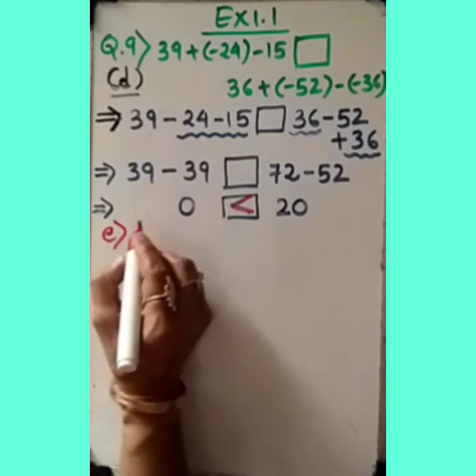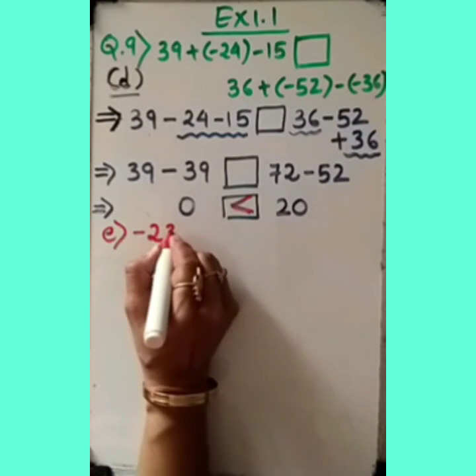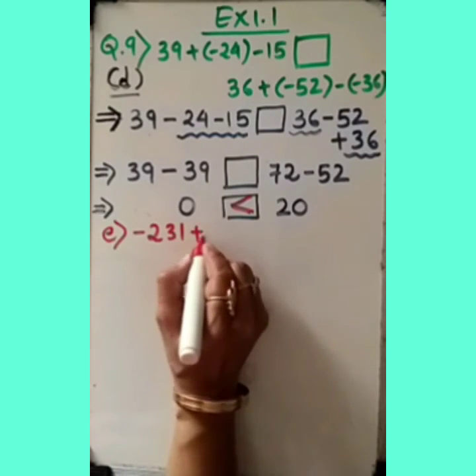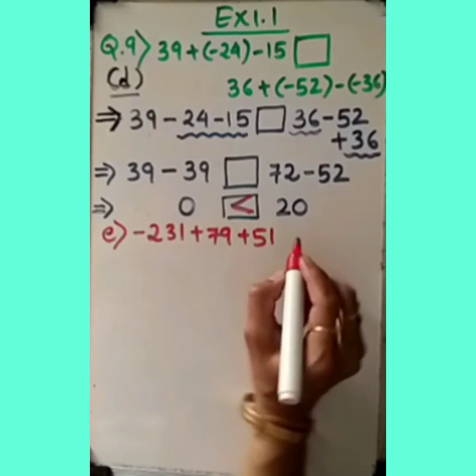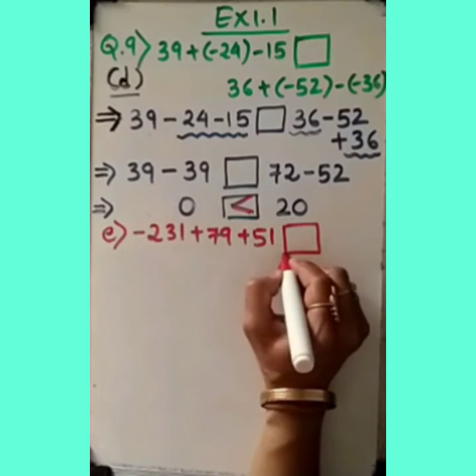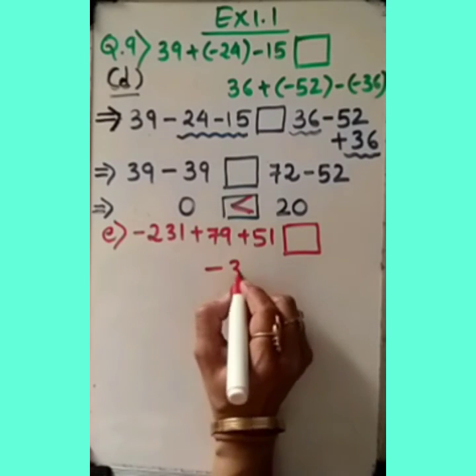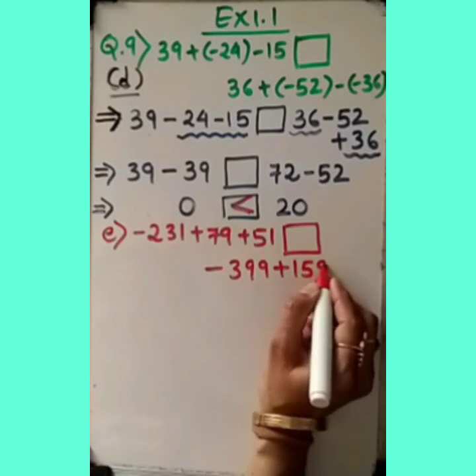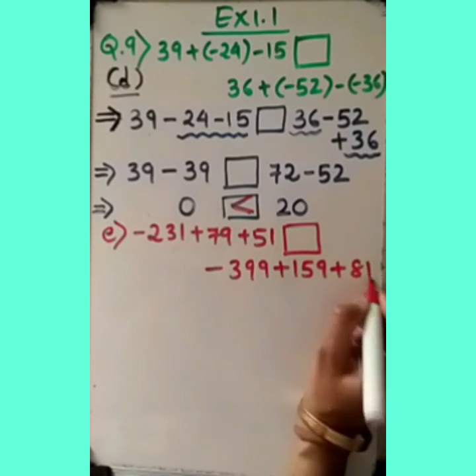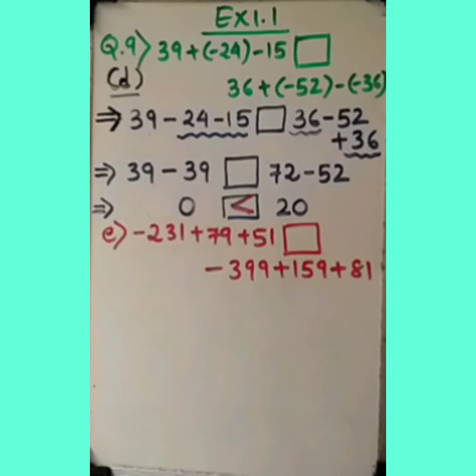Let's see what we are given in E. Minus 231 plus 79 plus 51. Yeah, and this box is also there. And this side minus 399 plus 159 and 81. In this example, the numbers which we are given are a little bit bigger than the previous, but it is very simple how to solve. Just apply the rule of plus and minus easily.